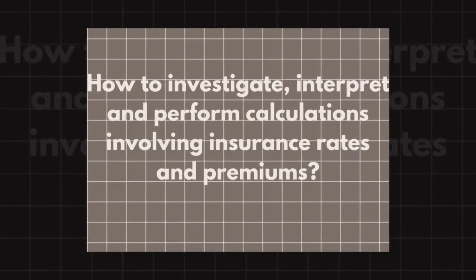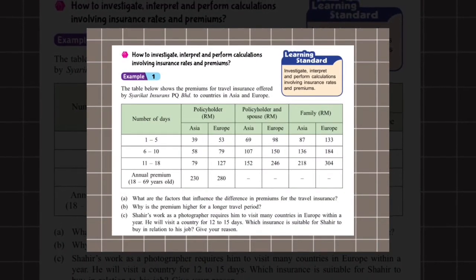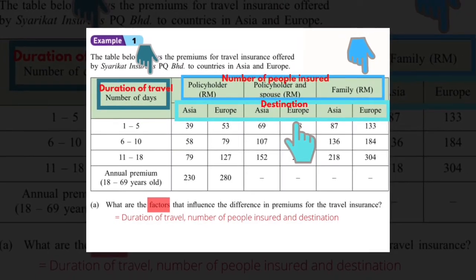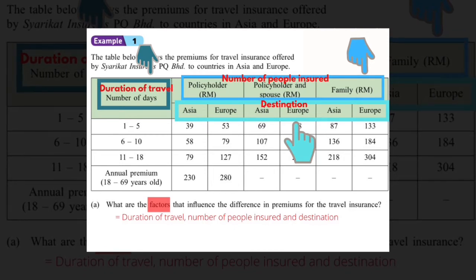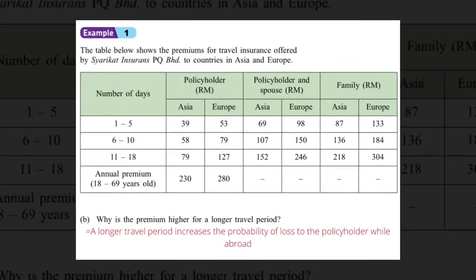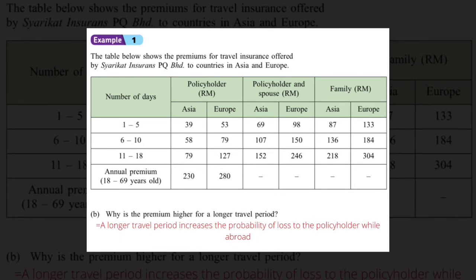How to investigate, interpret, and perform calculations involving insurance rate and premium. You may pause the video and take a look at this question. A. What are the factors that influence the differences in premium for the travel insurance? As you can see from the table, the factors are duration of travel, number of people insured, and the destination. Next, B. Why is the premium higher for a longer travel period? The answer is a longer travel period increases the probability of loss to the policyholder while abroad.